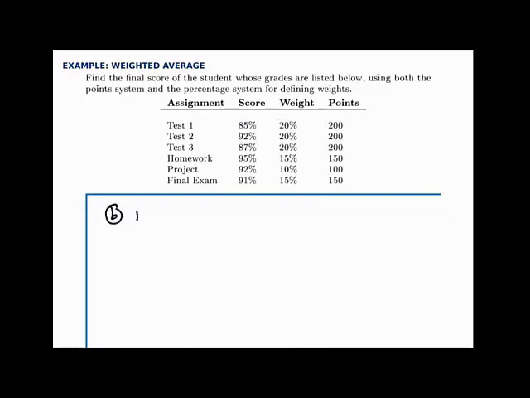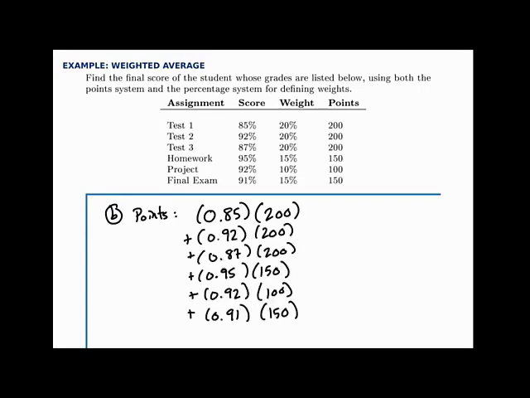Now let's do the same thing with a point system. And we're going to get the same answer, of course, but this time we have to do 2 steps, where first we multiply their score. So for the first category, they got 85% times the number of points they got, and then do that for all of them.